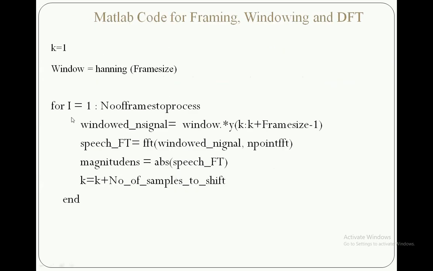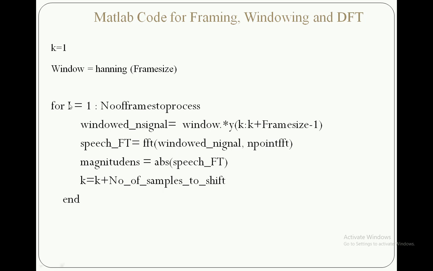Now you have to select the Hanning window. What is the size of that Hanning window? You have to choose the frame size, so that's why I have defined the frame size here. For each frame you have to apply the window, that is, we multiply the window with the speech sample frames, and after that you apply the fast Fourier transform. We will get the frequency coefficients, or DFT coefficients.